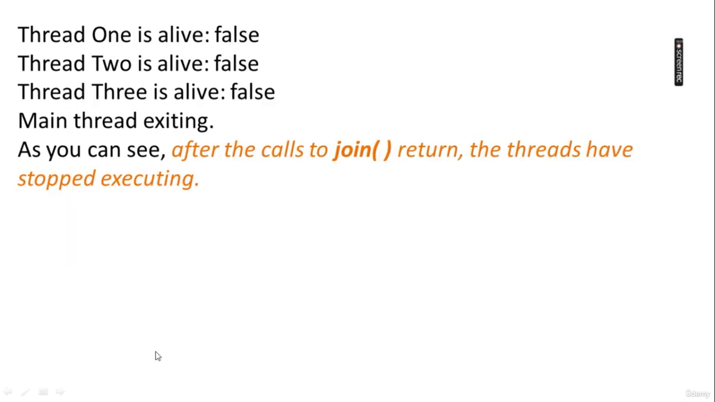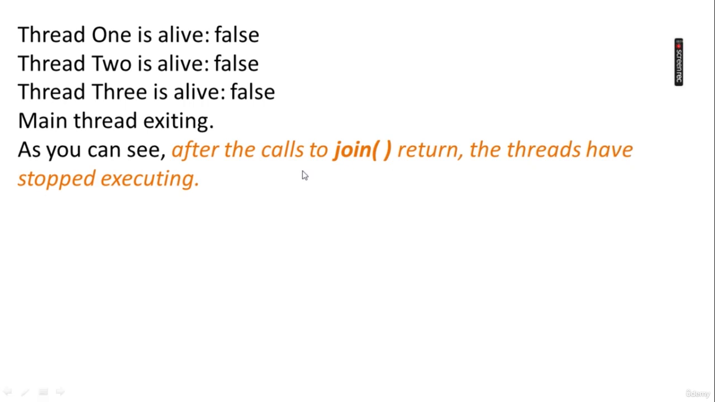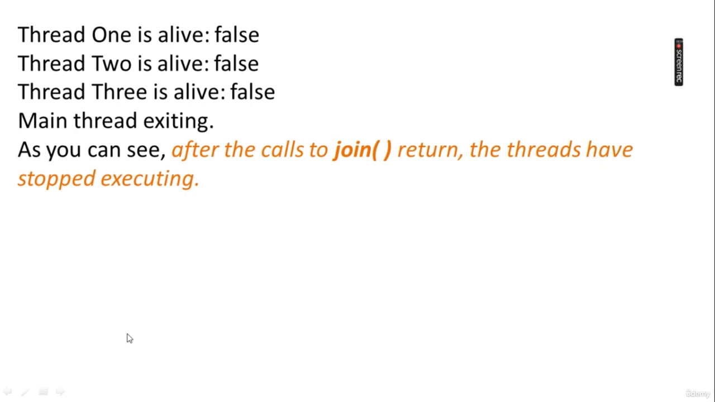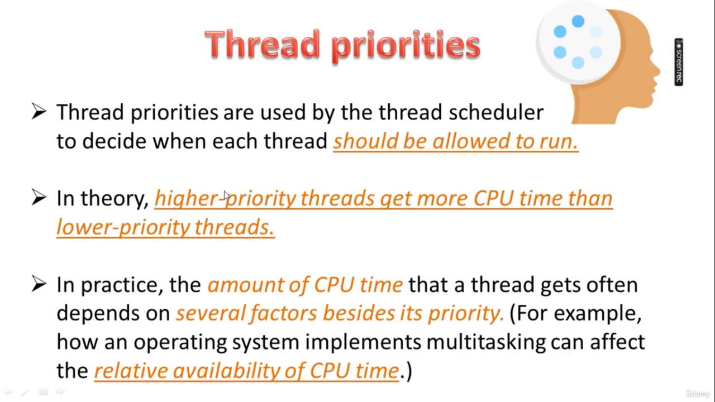This sequence may change. Thread 1 is alive, false, thread 2 is alive, false, and thread 3 is alive, false, and then main thread will exit. Here we have not seen any output related to join, because the work of join is only to wait until the specified thread joins it. As you can see, after the calls to join return, threads have stopped executing.